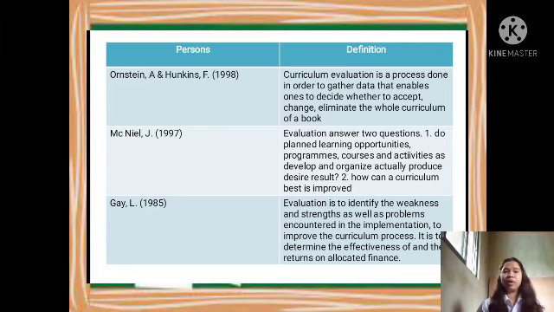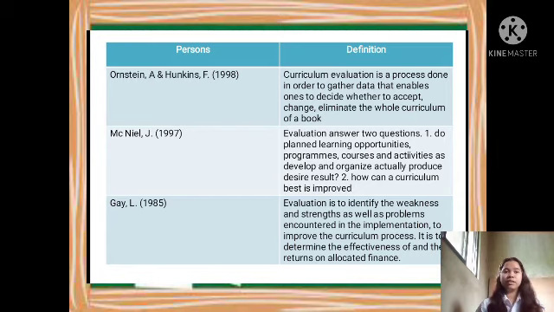The second person is Mark Mill, 1997. He defined that evaluation answers two questions. First, do the planned learning opportunities, programs, courses, and activities as developed and organized actually produce desired results? And second, how can the curriculum best be improved?